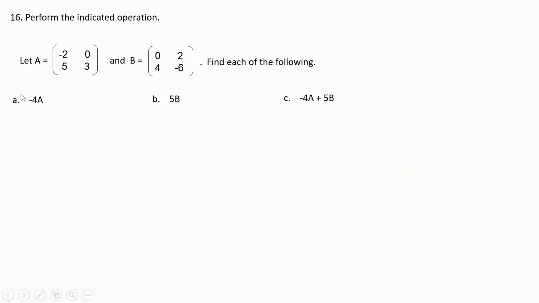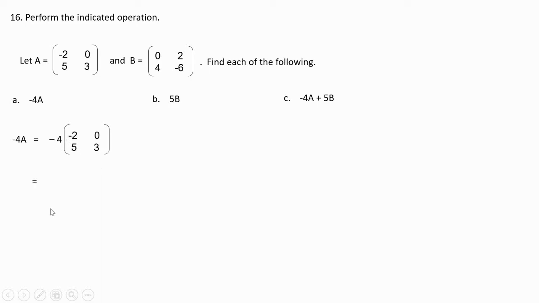Okay, now, let A equal the matrix negative 2, 0, 5, 3, and B equal 0, 2, 4, negative 6. Find each of the following. I want to find negative 4A, 5B, and then I'm going to add negative 4A plus 5B. Okay, now, in order to add or subtract matrices, they have to be the same size. So to start off, this is for part C. But anyway, negative 4A means negative 4 times matrix A.